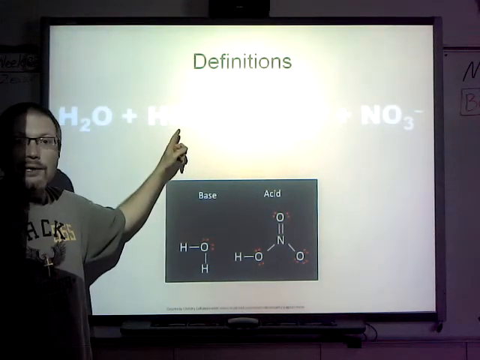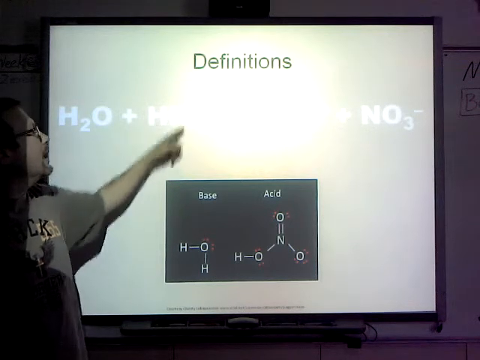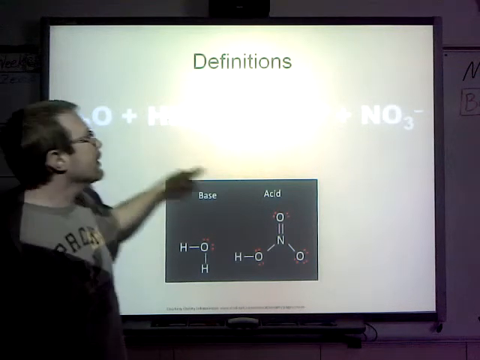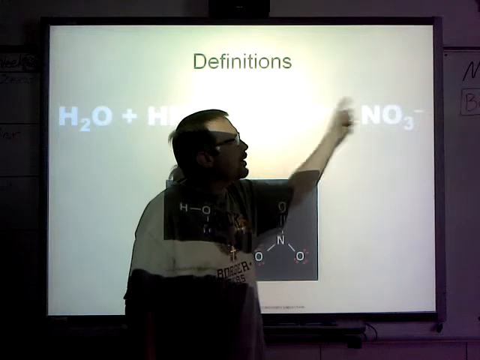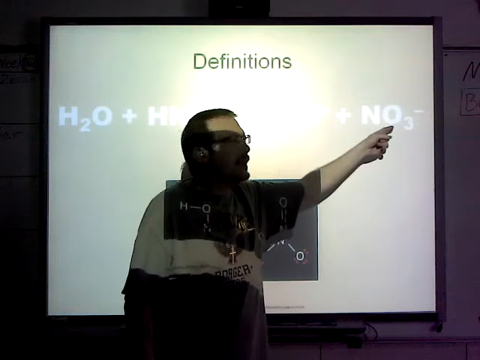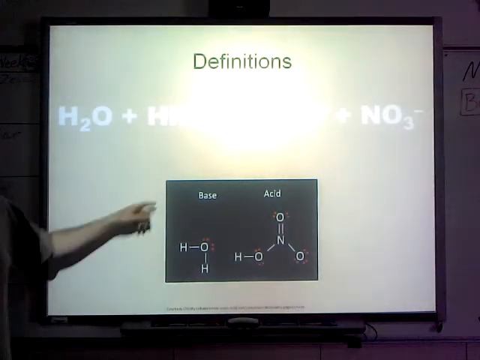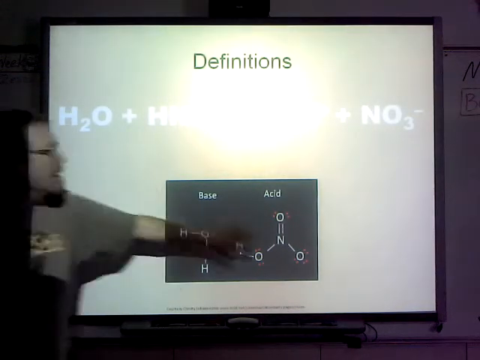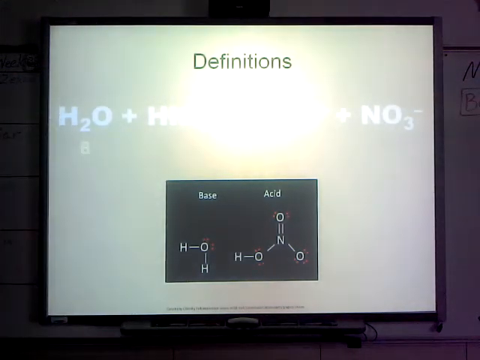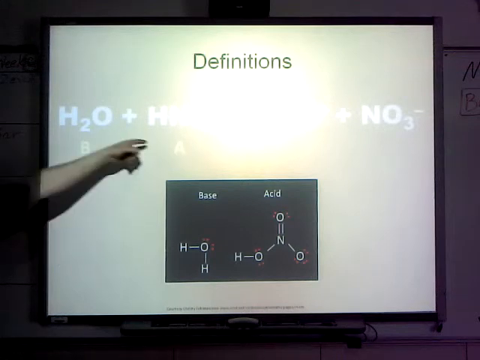HNO3, this is nitric acid. I guess that kind of gives it away. Notice that whenever the reaction's over, it doesn't have that hydrogen ion anymore. It's just nitrate ion. And so HNO3 here is going to be our acid. And you can see down here, here's water, here's nitric acid. So you have your base, you have your acid.